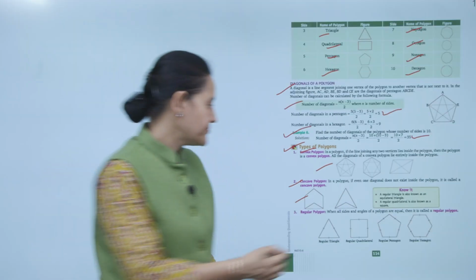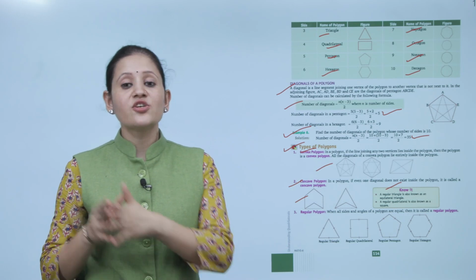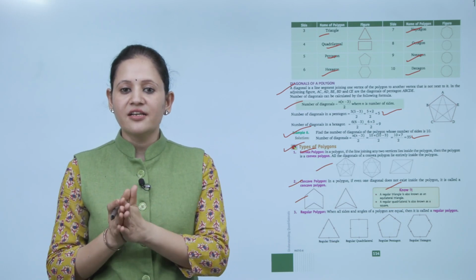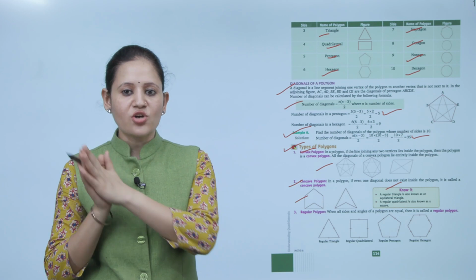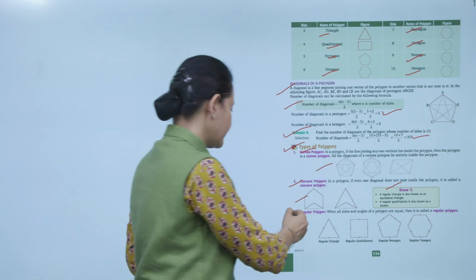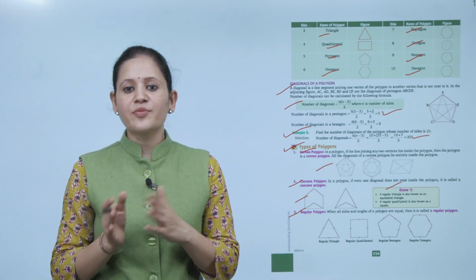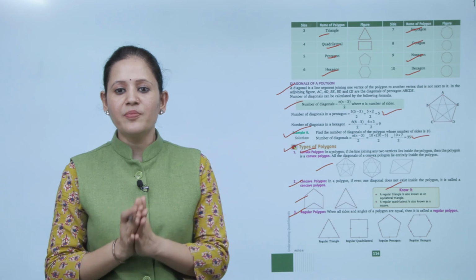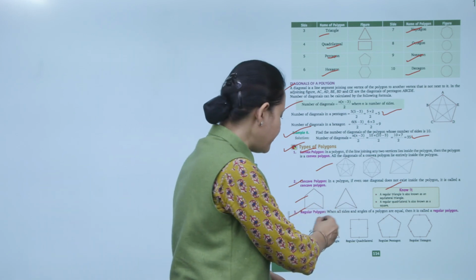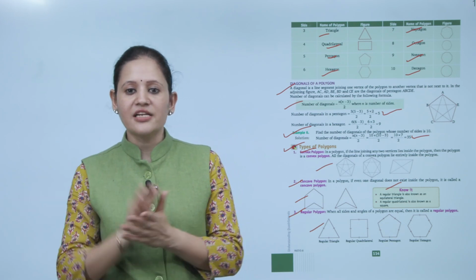Next is know it. A regular triangle is also known as an equilateral triangle. A regular quadrilateral is also known as the square. Next is regular polygon. When all sides and all angles of the polygon are equal, it is called a regular polygon. So all these are examples of regular polygon. In these polygons, all sides and all angles are equal.